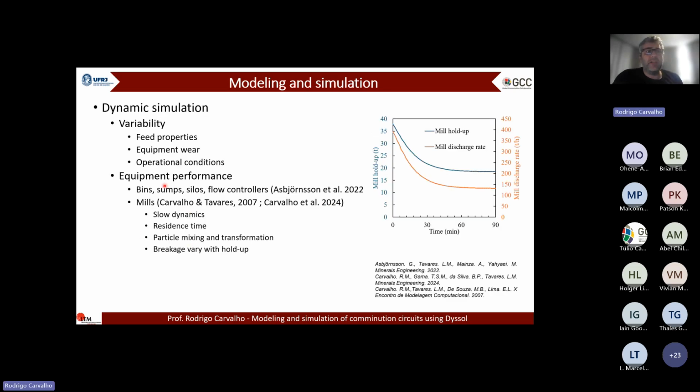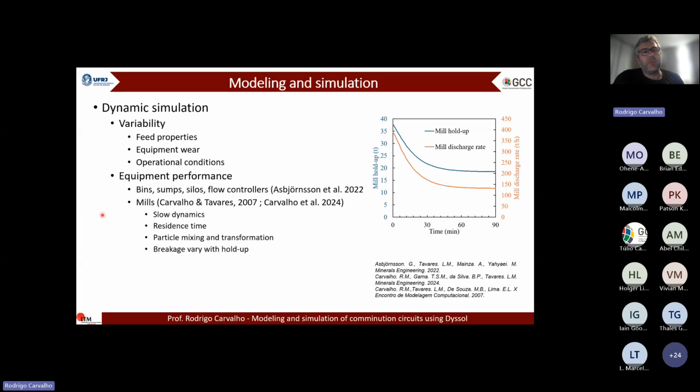So regarding the dynamic simulations, of course, you have to consider variability. In summary here, the feed properties of the material, variability in the equipment wear, so they may lose performance over a long time, and changes in the operational conditions. Sometimes the change in the operational conditions comes from the operator. They see the circuit performing a certain way, and then they change some of the parameters. We need to be able to predict and simulate the impact of when an operator changes some parameter in the circuit.